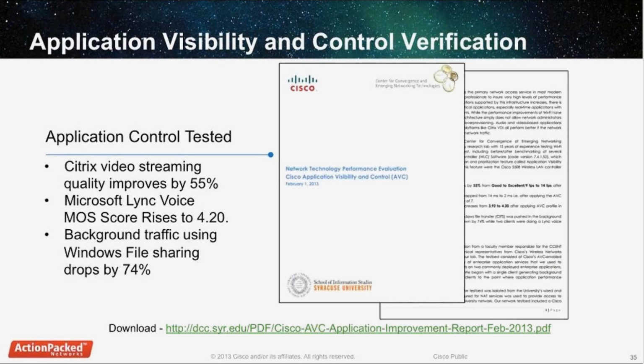If you want to know more about AVC and how it helps you improve network performance, we did a study with Syracuse University, and that's the link for the paper. Using AVC, they improved the MOS score for Microsoft Lync Voice from 3.9 to the perfect score of 4.2. They also improved the Citrix video streaming quality by 55%. This was in the presence of background file-sharing traffic, which dropped by 74%, just because we prioritized these two applications, making sure the right applications get the right priority.